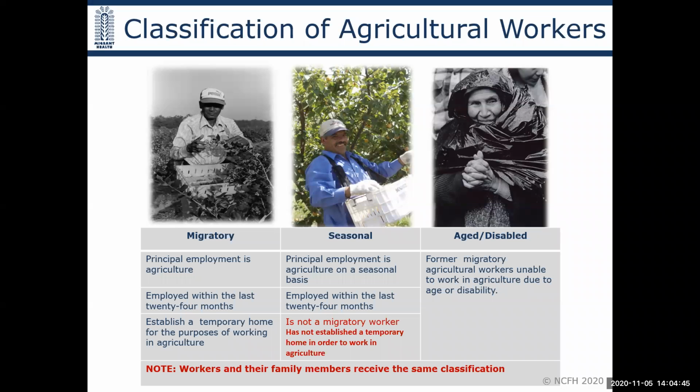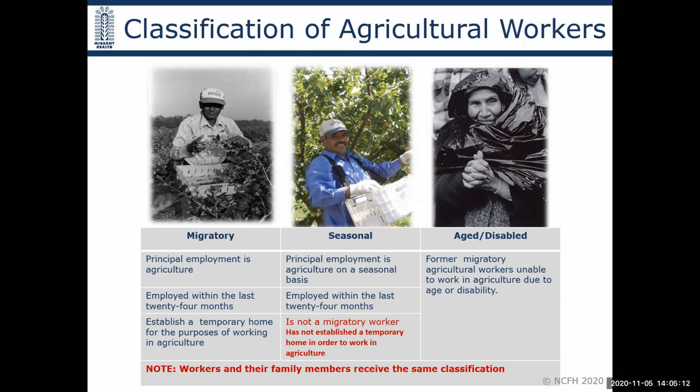So just to recap the classification of agricultural workers, we have migratory ag workers whose principal employment is in agriculture. They were employed within the last 24 months. They have established a temporary home for the purposes of working in agriculture. So that's your migratory.